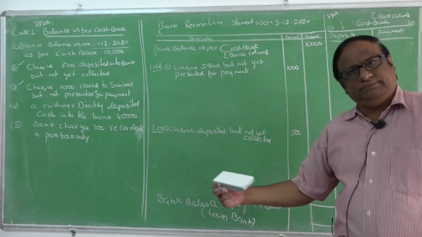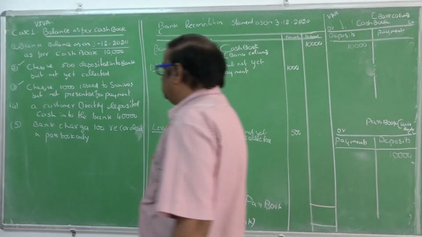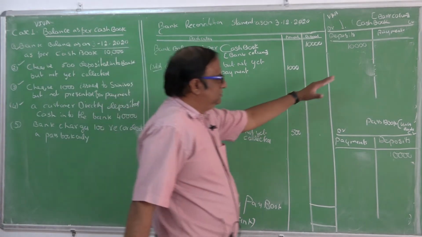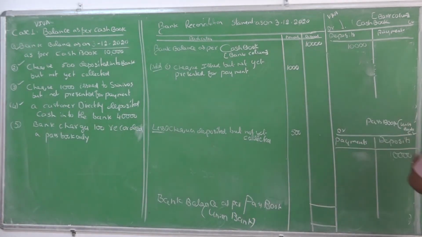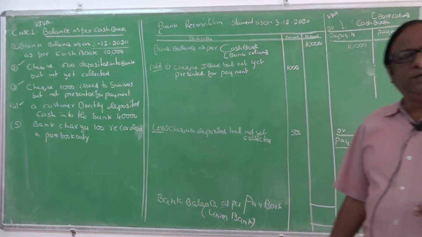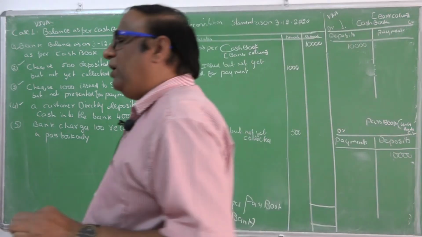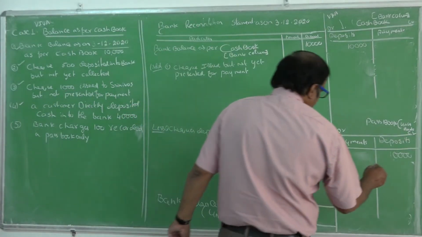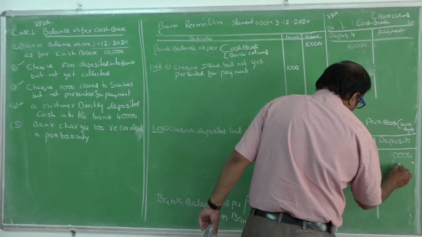Comparing. Then next, the 4th point. Now you can see both are 10,000. There is no need for any difference. Now what happened? A customer directly deposited cash into the bank. For example, one of the students has directly deposited 40,000 into the bank.